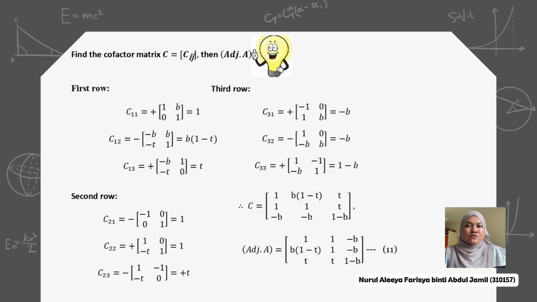In the third row, finally, we find C31 is negative b, C32 is negative b, and C33 is 1 minus b. Once the cofactor matrix is complete, we perform a transpose operation, flipping the rows into columns, to arrive at the adjoint of A, which we see here as equation 11.